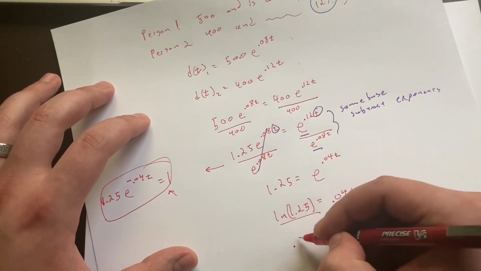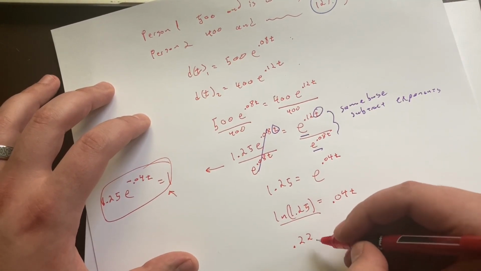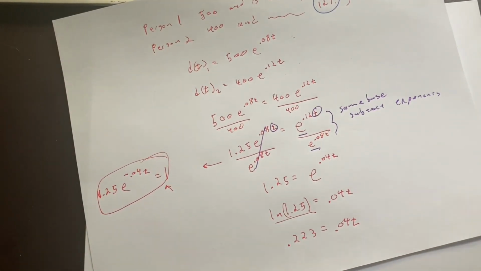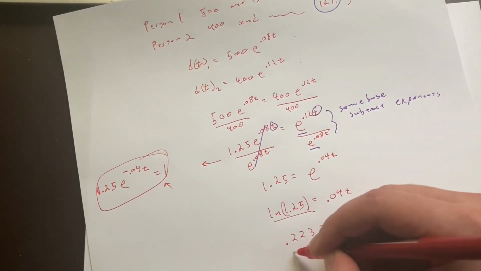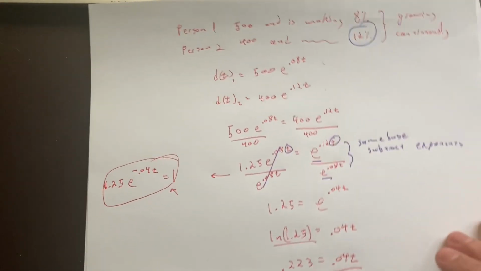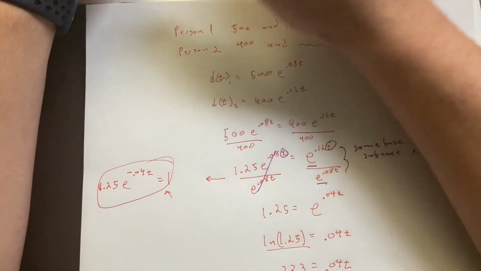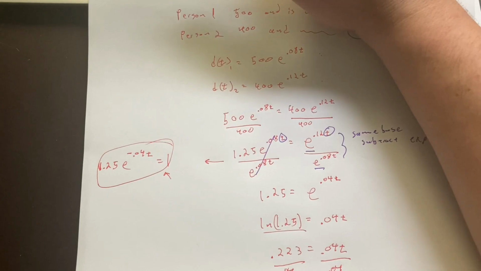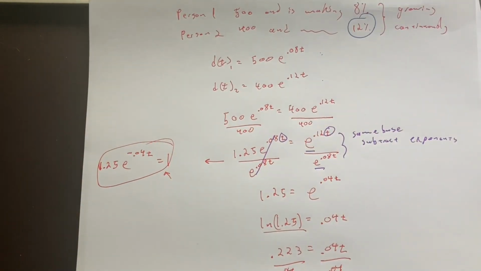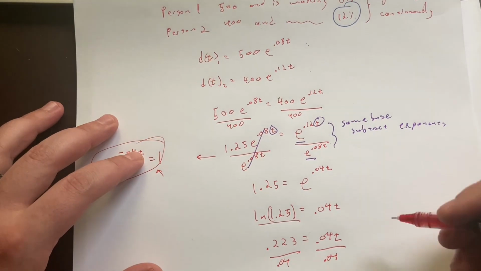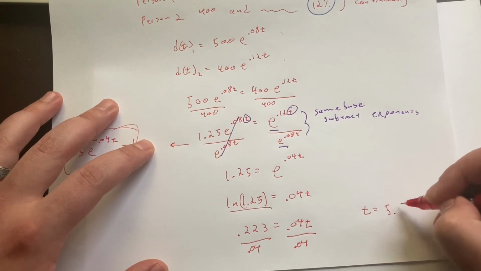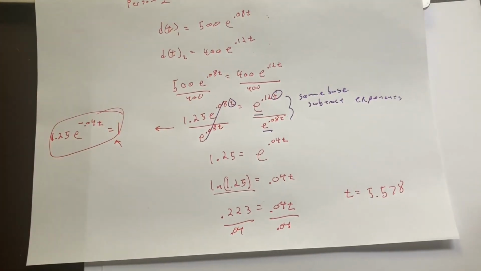All right, this number is 0.223. So 0.223 equals 0.04t. Now, 0.04t is not an exponent at this point. That's why we did the logarithm. We can divide by the 0.04, divide by 0.04. Let's just see. T equals 5.578.